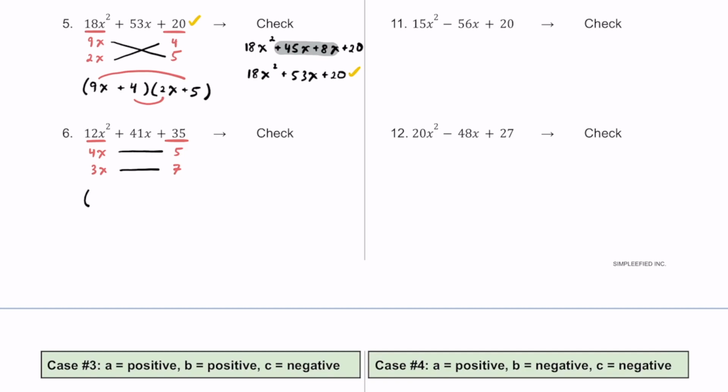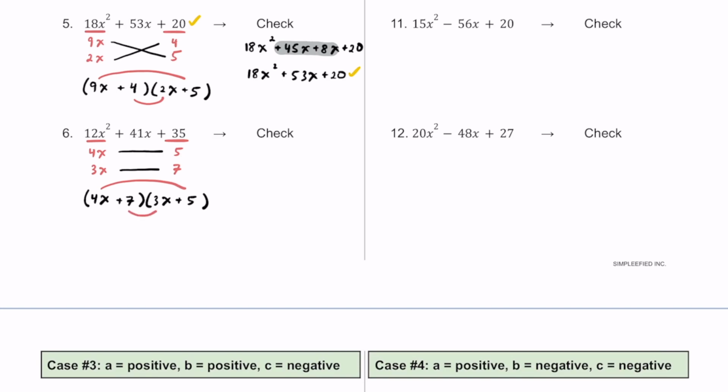So our first binomial will have a 4x to start. Our next binomial will have a 3x to start. So it's kind of nice we got it on the first try here. The 4x is going to pair with the 5 on the outers, and the 3x will pair with the 7 for the inners. So these are the outers and these are the inners.